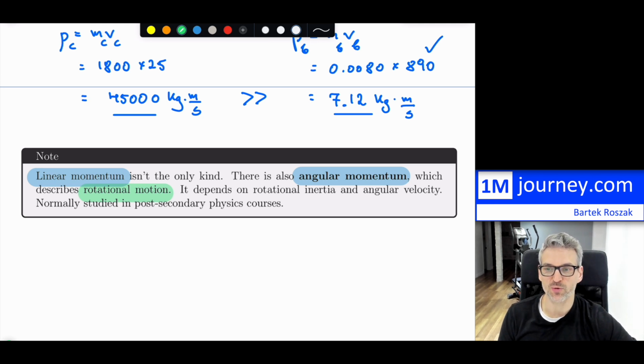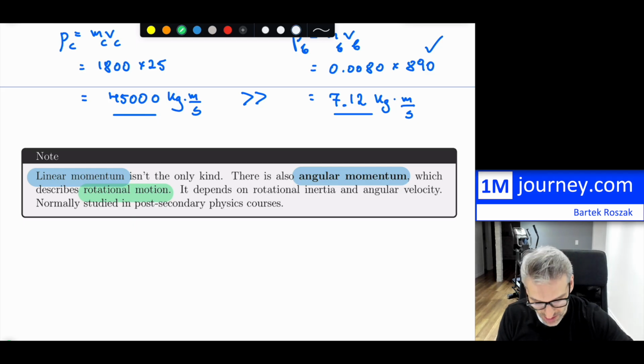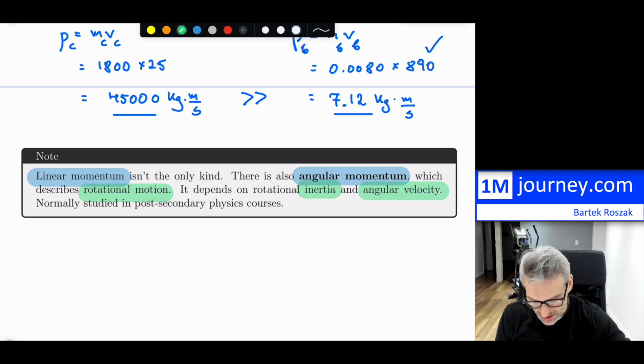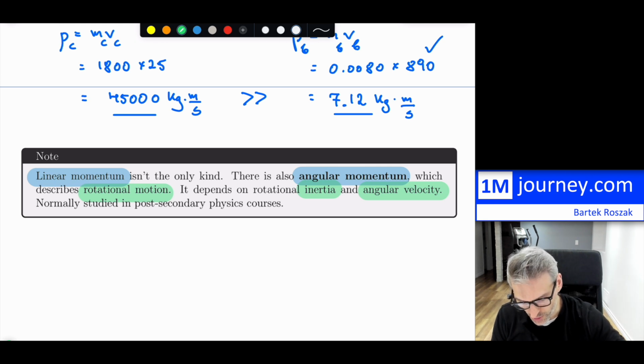Rotational would not be talking about masses, but it would be talking about inertia, and also the angular velocity and not the linear velocities in straight lines. If you're going to continue on into physics, maybe engineering or some other courses, you would be running into this inertia and angular velocity, and therefore angular momentum, most likely in post-secondary settings. All right, so just a note for those who are studying this concept.